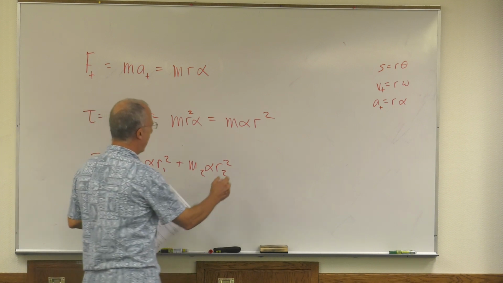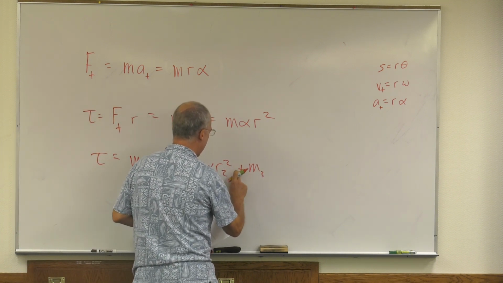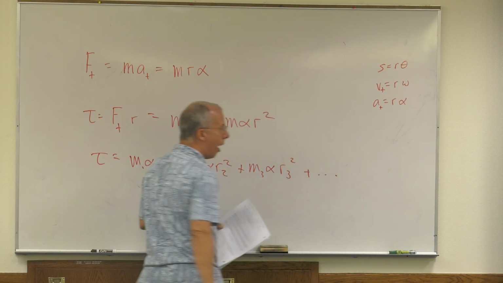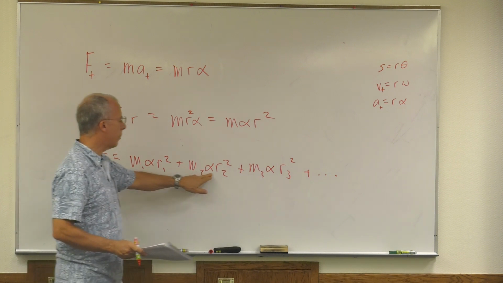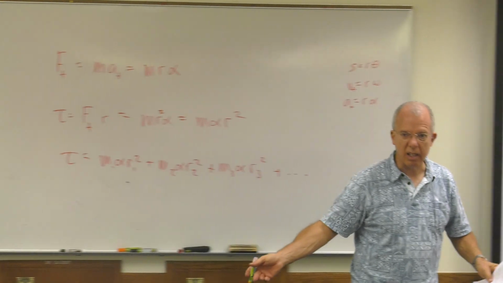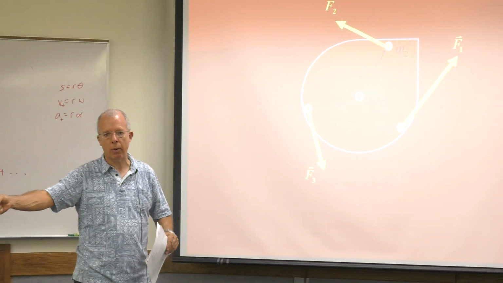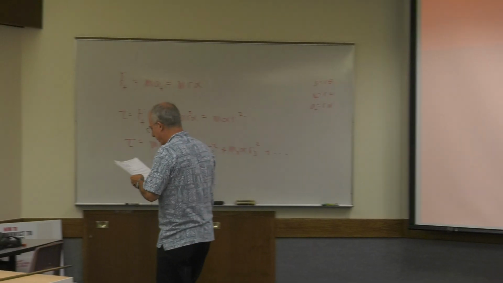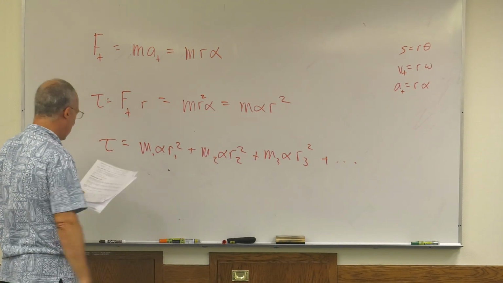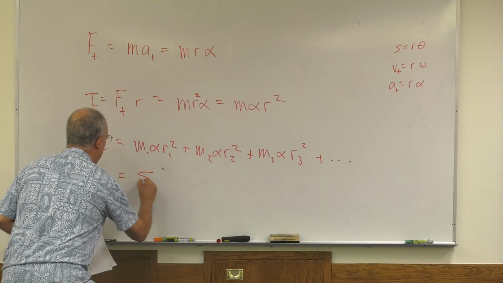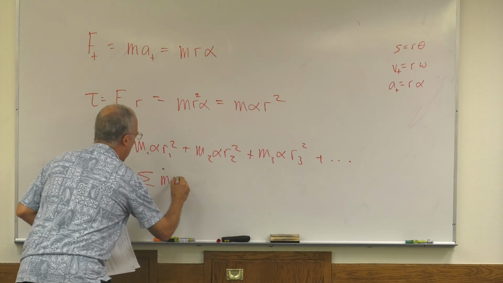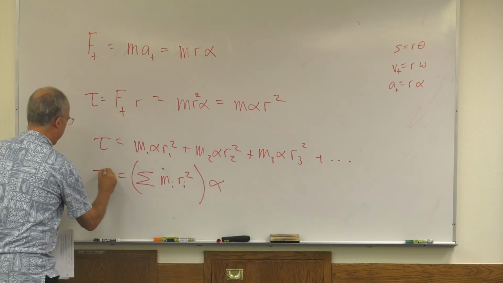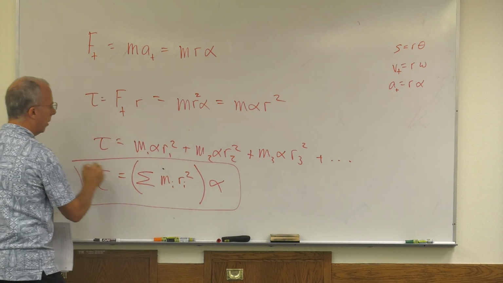plus m3 alpha r3 squared, on and on and on. Now, how come I didn't have to put a subscript on the alpha? Because it's the same, right? Remember that ladybug, gentleman bug question? It's similar. Alpha is the same for every particle. So that means I can make this look a little nicer. I can write the sum of m_i r_i squared times alpha. All right, so that's pretty cool.